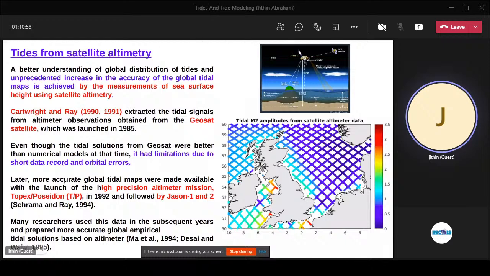Later, more accurate global maps became available with the launch of high precision altimeter missions such as TOPEX/Poseidon in 1992, followed by Jason 1 and 2. Many researchers used this data and prepared more accurate global solutions based on altimeter observations.